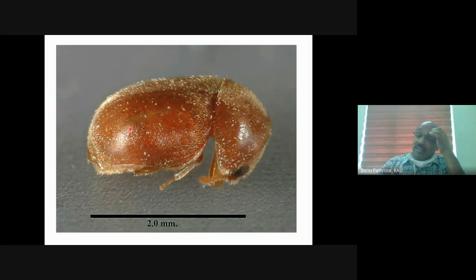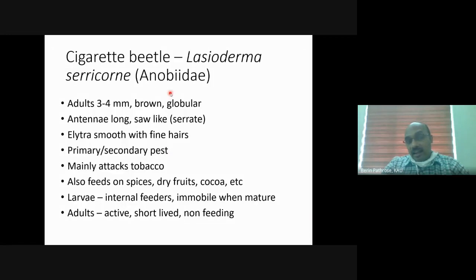Because for the next pest I will be discussing the difference between Lasioderma and Stegobium. In Lasioderma, the elytra are smooth. You can see extremely fine hairs on the elytra, and it is a primary as well as a secondary pest because it can attack both whole grains as well as damaged grain. So that's why it is considered a primary pest as well as a secondary pest, and these are mainly internal feeders.